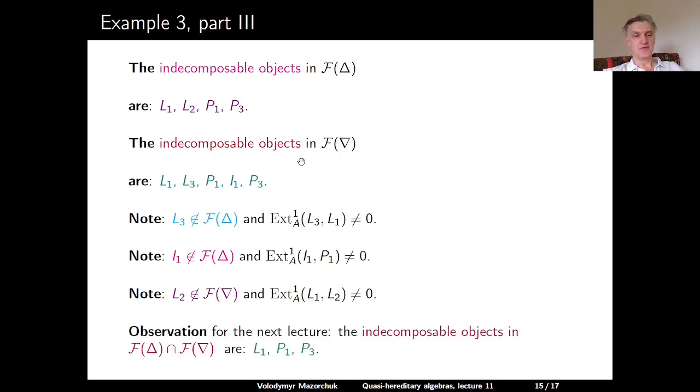And an interesting observation for the next lecture, if we look at the intersection of F delta with F nabla, we get 3 indecomposable modules, L1, P1, and P3. So the number of modules in this intersection is the same as the number of simple modules. This will be one of the main points for the next lecture.